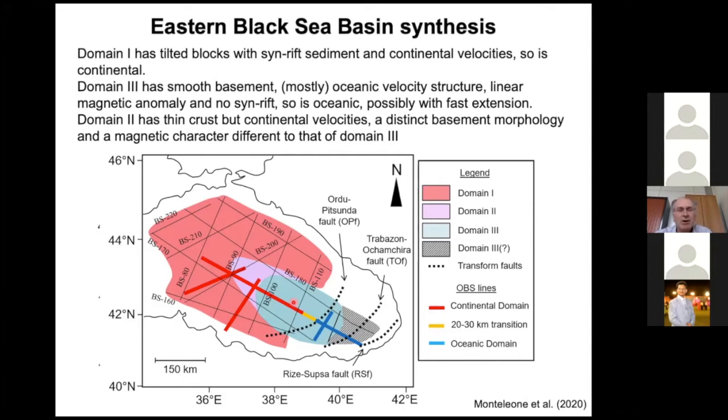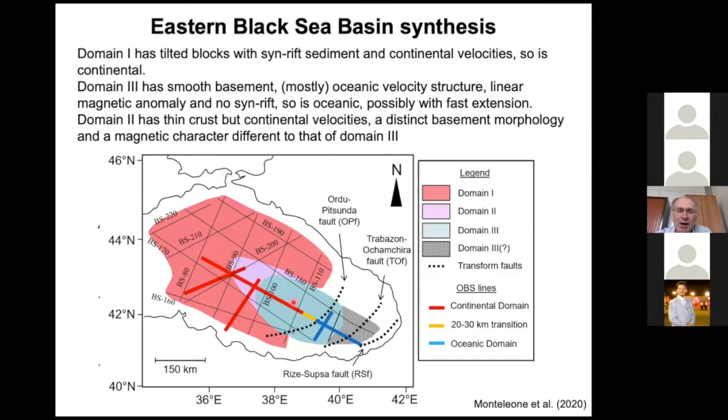And then domain two has, as we've seen, thin crust, and velocities that we interpreted previously as continental, but it has a distinct basement morphology, and it has a magnetic character a bit different to that of domain three. And this domain two is quite narrow.